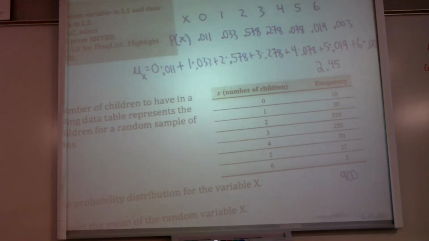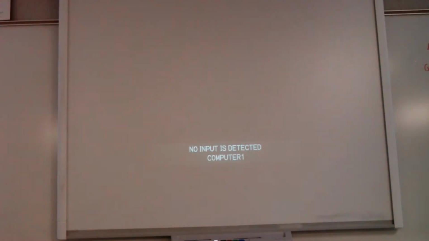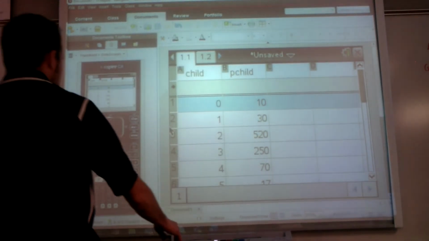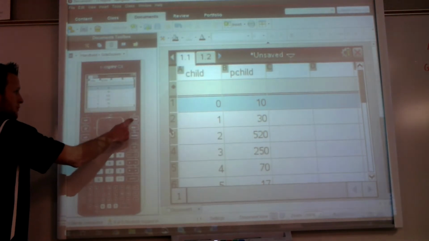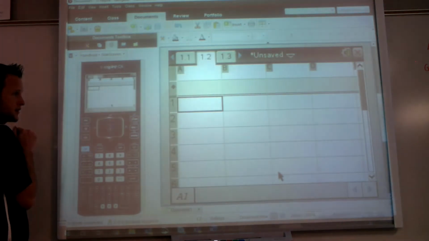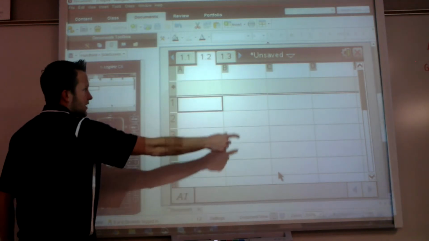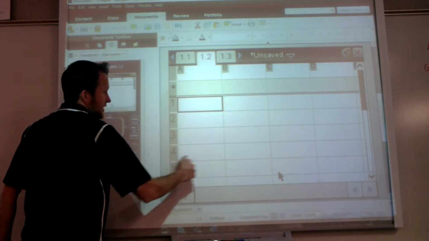So, do you remember how to make a list in your calculator? I've already gone and created my list here. So, just as a quick refresher, if you're at home, you're going to click on your list and spreadsheet, and then you've got to give it a name and probabilities, and then probability of that, and fill it in.